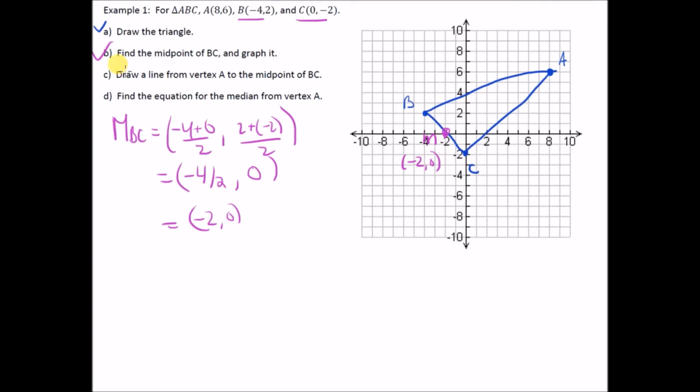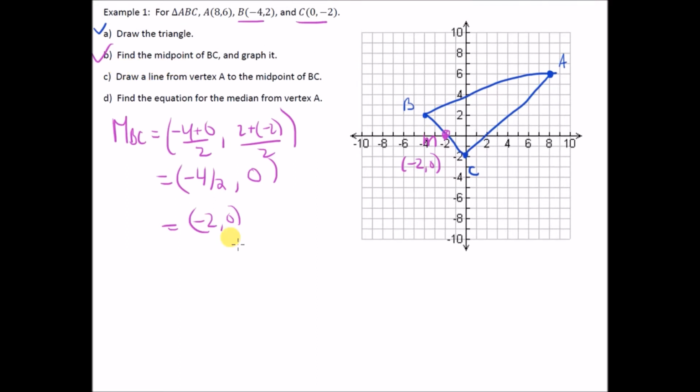So now what we're going to do is we're going to draw a line segment from vertex A to the midpoint of BC. Okay, now that's our line. This right here is our median. What a lot of these questions are going to do is they're going to ask us to find the equation of the median. Okay, so now let's find the equation of the median from vertex A. And that's using that step 1, step 2, step 3, because we know that this is going to be in the form y equals mx plus b.